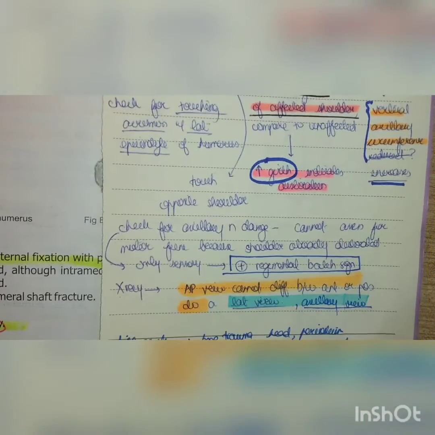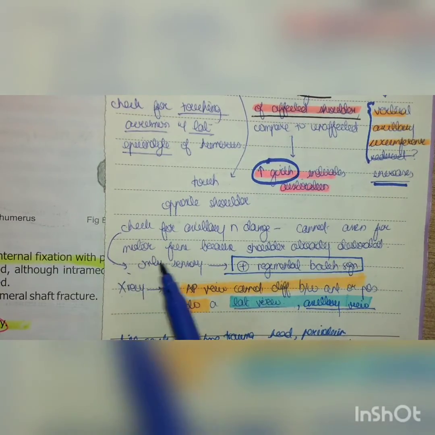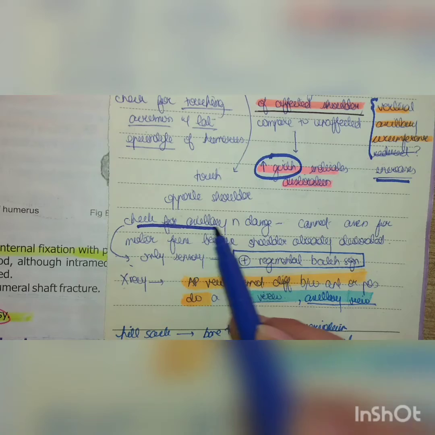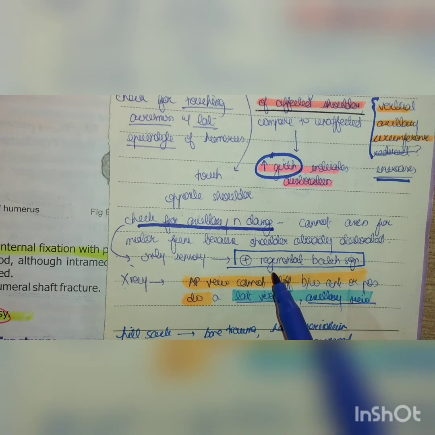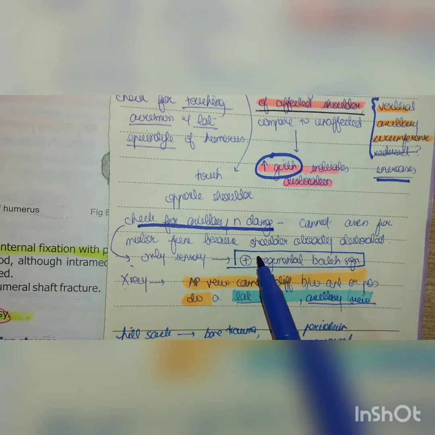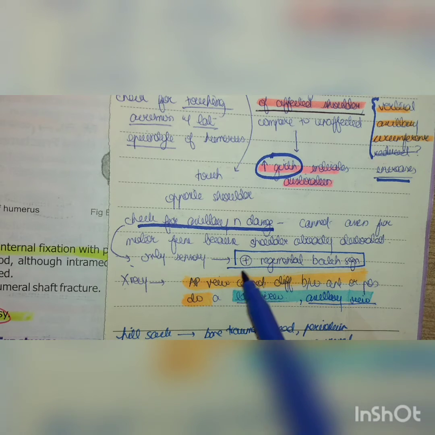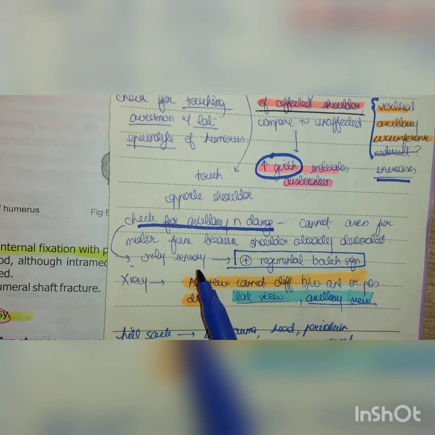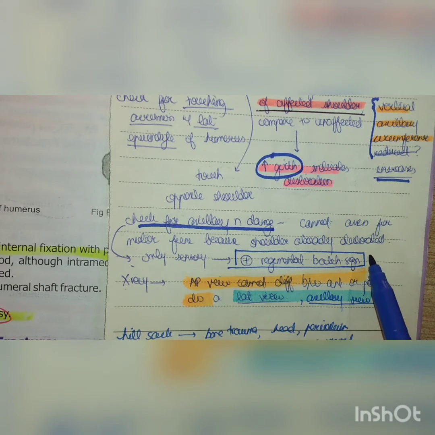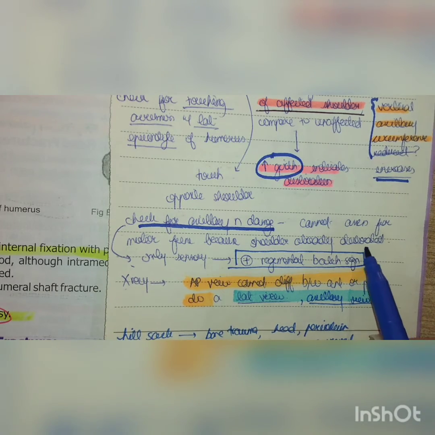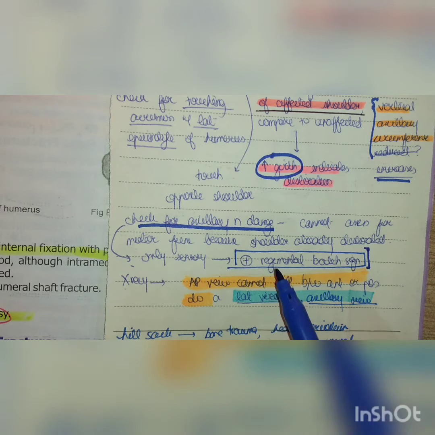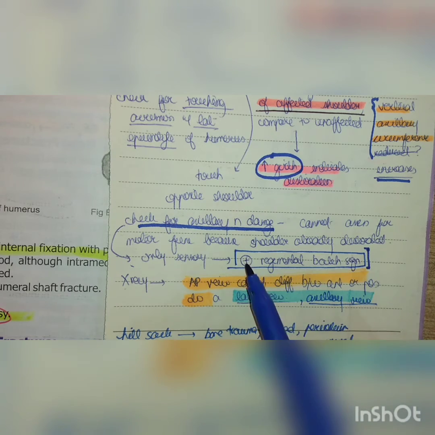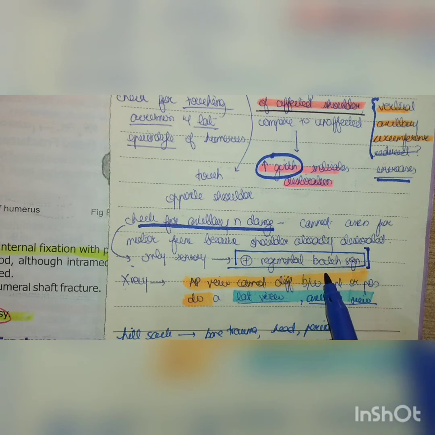We also have to look for axillary nerve damage because the nerve is present in that region, but we cannot assess its motor part because the shoulder is already dislocated and the patient cannot move it. So we only check its sensory component in the regimental badge area. There is sensory loss in the deltoid region, and that is the regimental badge sign. If the sensory loss is present, we say the regimental badge sign is positive.